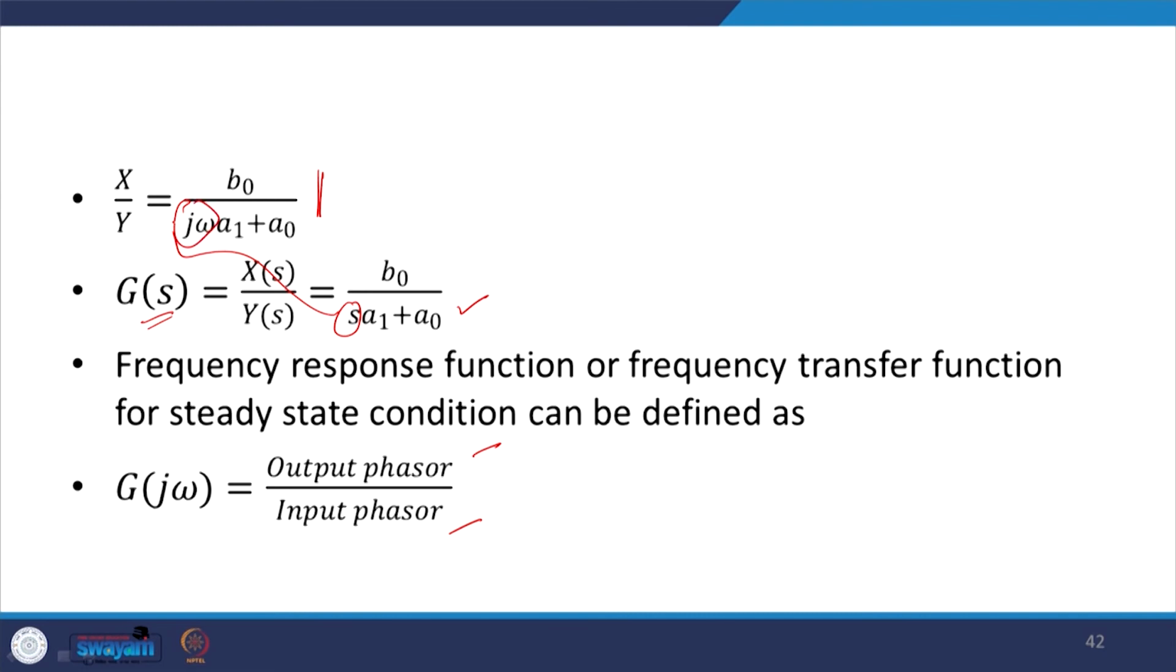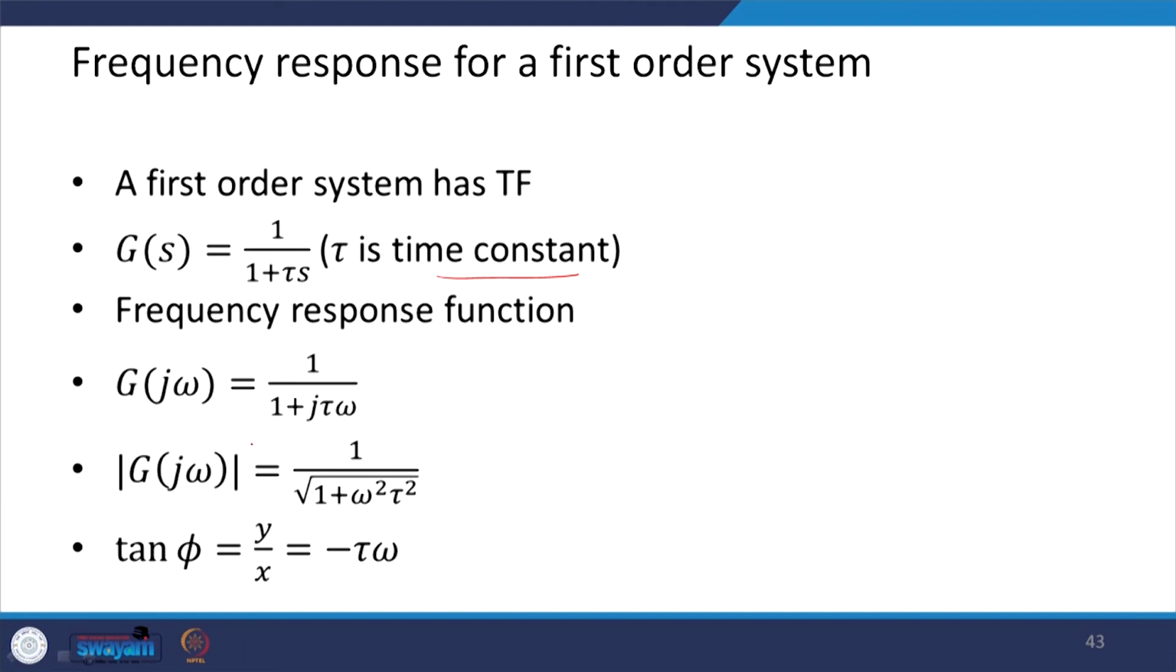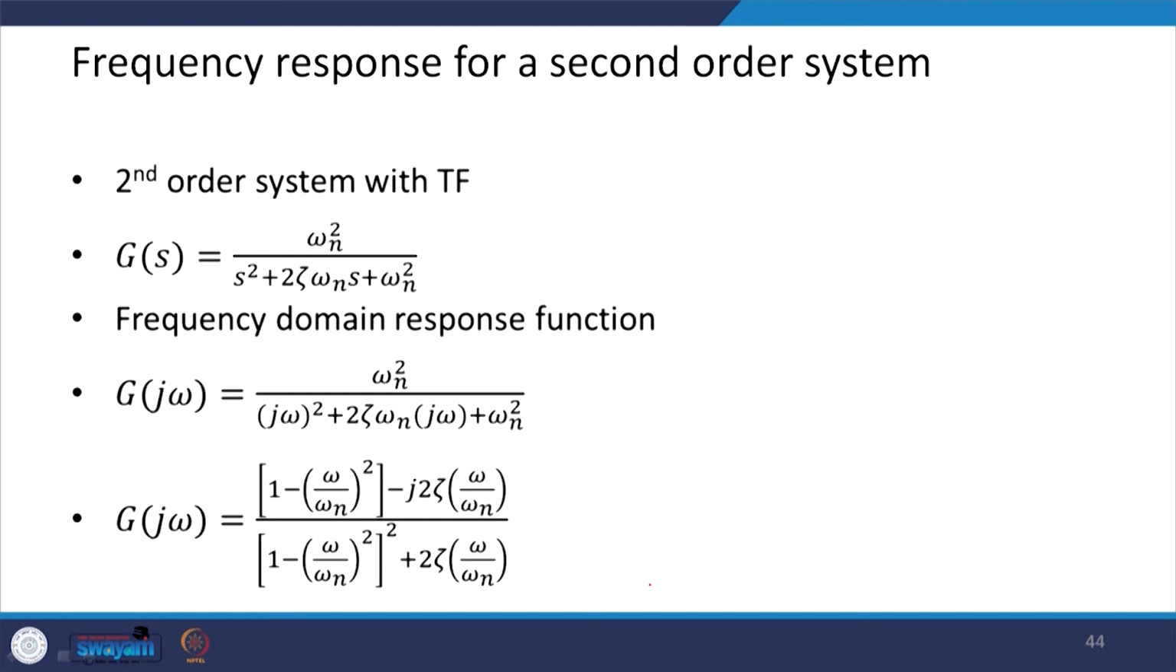Okay. So, here this is in the Laplace domain. If I want to go into the frequency response, I just replace this s by j omega over here, and then I find out the magnitude and I find out the phase of it. And for the second order system, this is the transfer function. Again, the frequency domain response function I can write here by replacing s with j omega, and then I can write it in this form in the complex form.